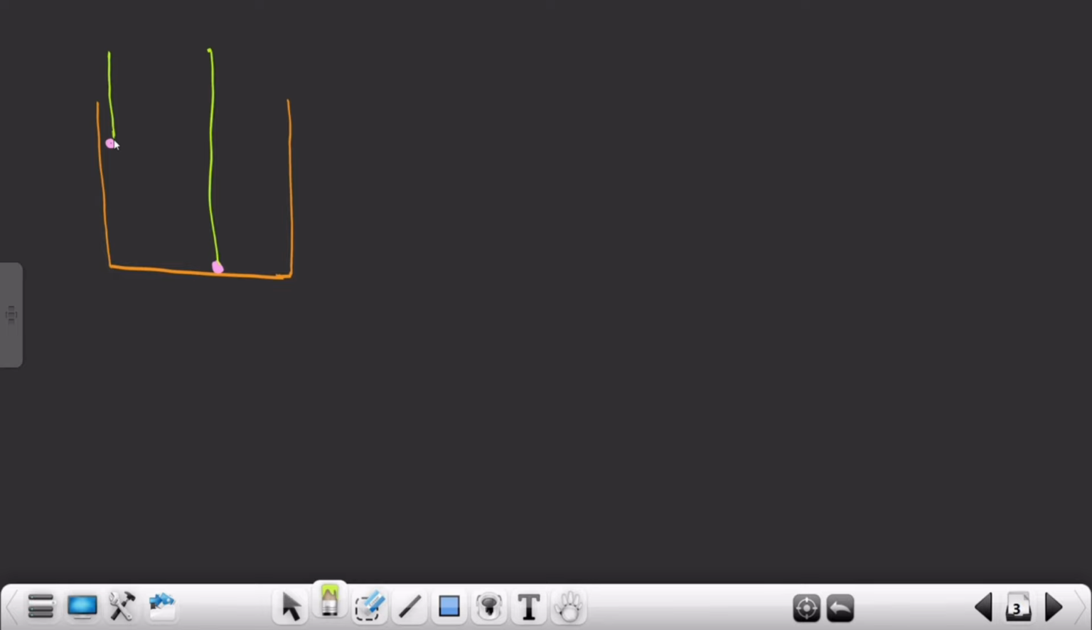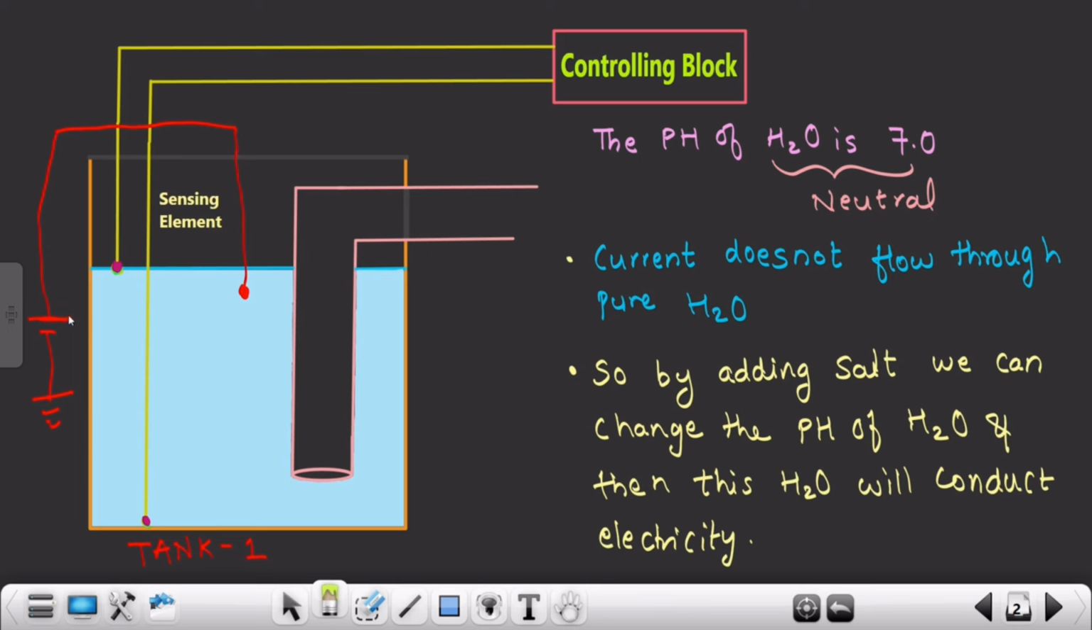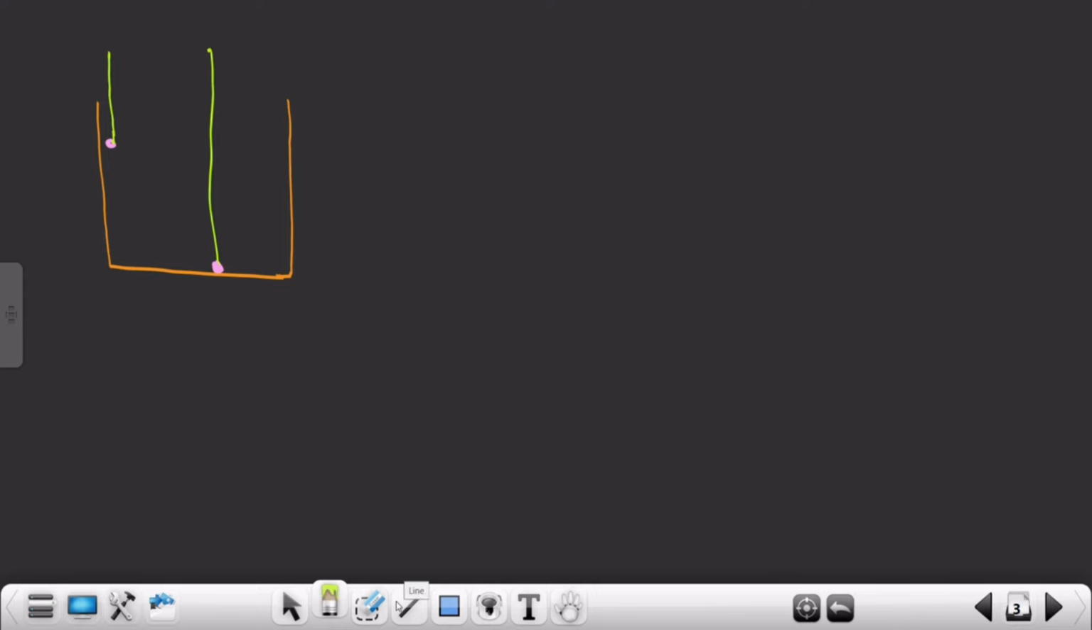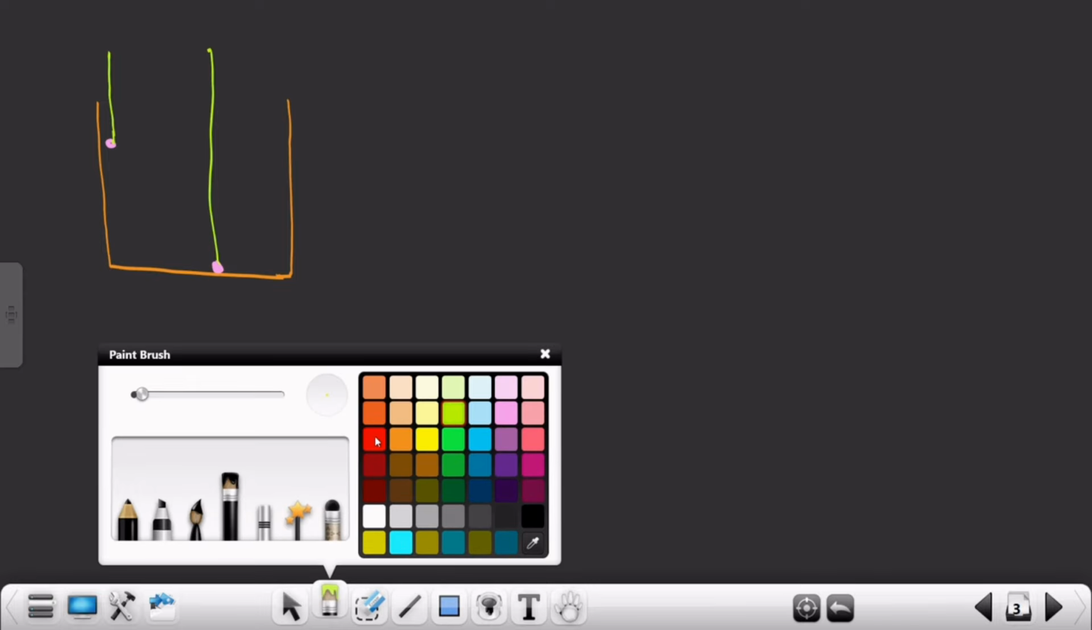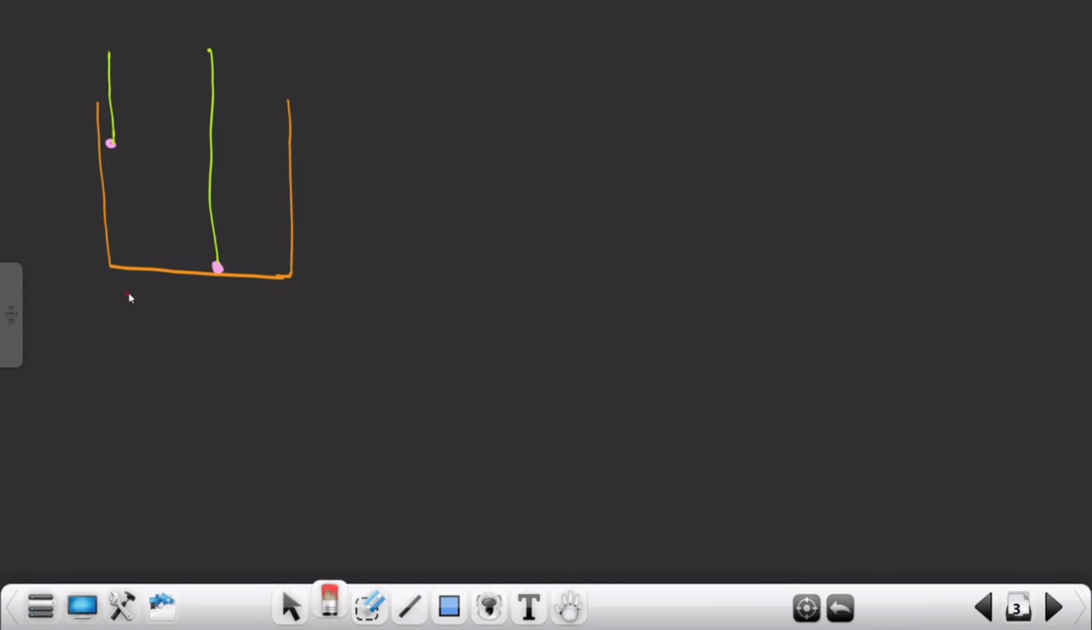And as I just told you, we had inserted the positive supply of the battery in the water itself. The positive terminal of the battery is also inserted in tank 1. So this is my tank 1, and the positive terminal of the battery is inserted in the tank, and the negative is grounded. So this is plus minus VCC.